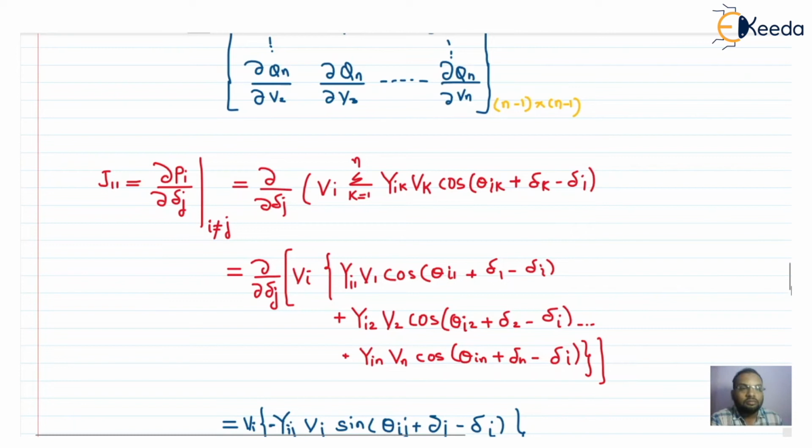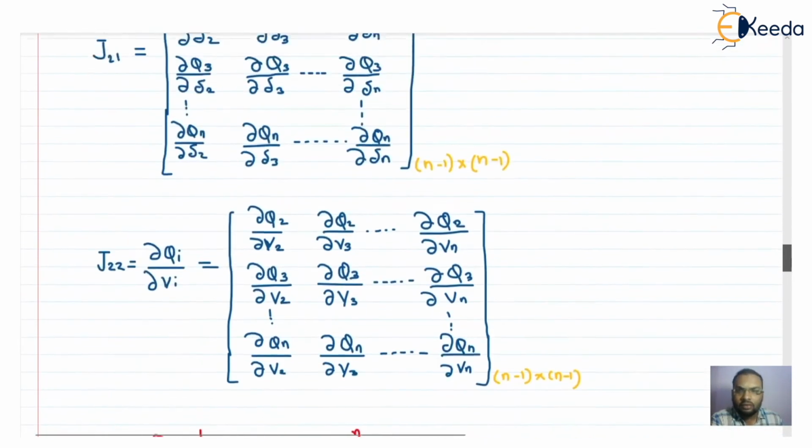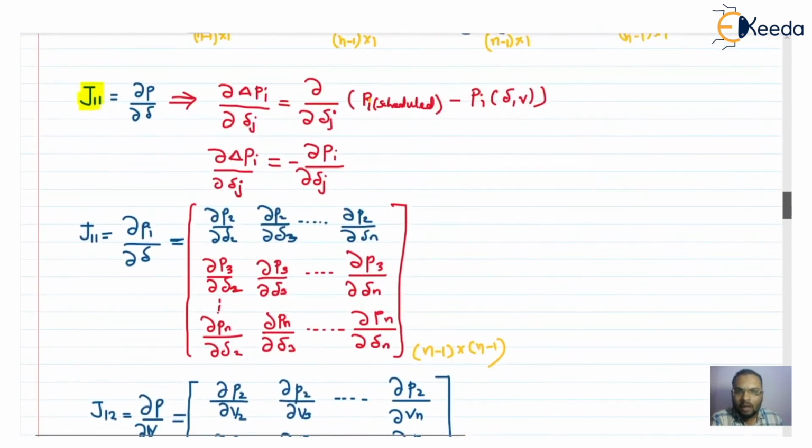Okay, now the J11 term we have discussed here, how to get this in the matrix form. Now I want to get a generalized equation for this. See now, you just concentrate here. These terms are the diagonal terms in the J11, and the rest of the terms are off diagonal elements.